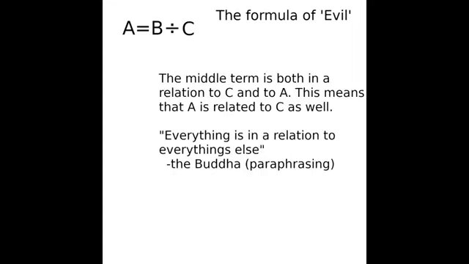Everything is in a relation to everything else, the Buddha paraphrased. So this is when the Buddha awoke. He was the first enlightened person, according to myth, and his most famous saying, I put it in here just so that everyone would realize that everything is in a relation to everything else. So this is the fundamental nature of the law of identity and the formula of evil. So the identity, A being A, C being C, and the formula of evil, which binds them all together in one single formula of evil.